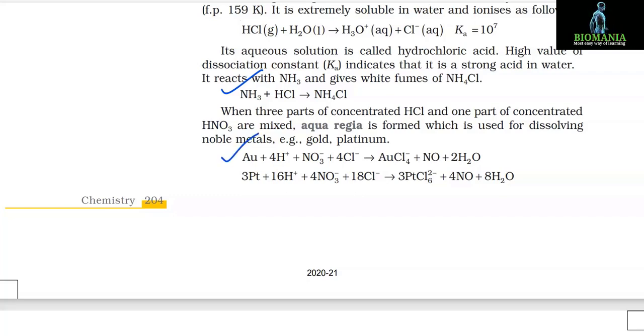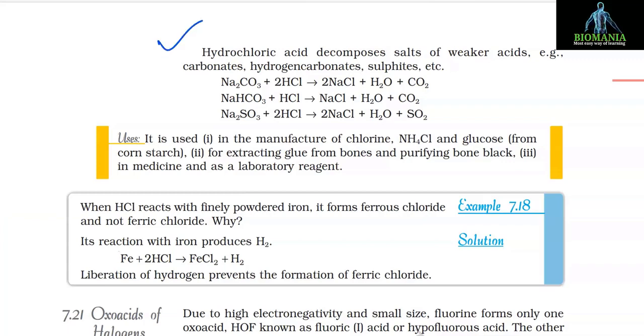Reactions are: Au + 4H⁺ + NO3⁻ + 4Cl⁻ gives AuCl4⁻ + NO + 2H2O. 3Pt + 16H⁺ + 4NO3⁻ + 18Cl⁻ gives 3PtCl6²⁻ + 4NO + 8H2O. Hydrochloric acid decomposes salts of weaker acids, for example carbonates, hydrogen carbonates, sulfides, etc.